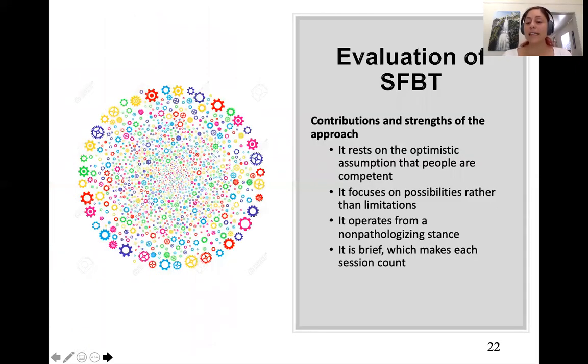Okay, let's evaluate really briefly this approach. So some strengths of solution-focused therapy. It is grounded on the optimistic assumption that people are healthy and competent and can come up with their own solutions to reach their vision of the future. This is a non-pathologizing approach that doesn't view people as having all these problems that they need the expert therapist to fix. So this is very empowering and can feel good for a client.